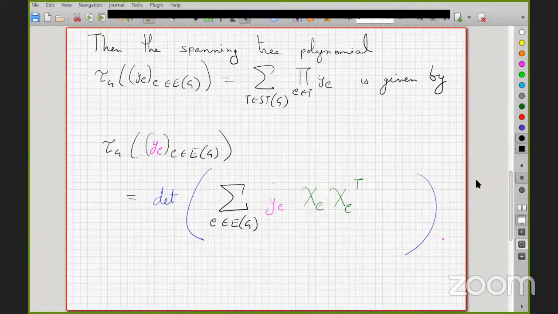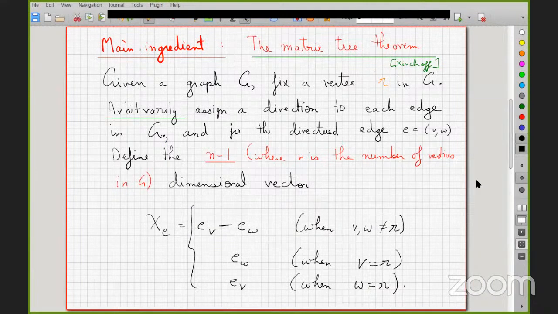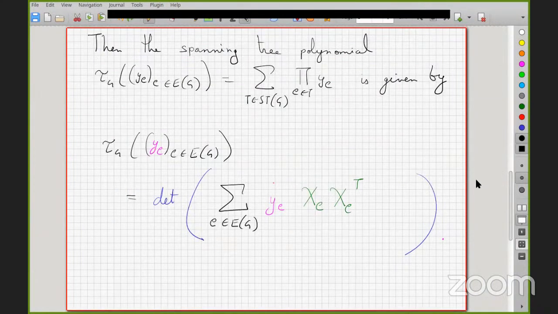Yeah. And so this is exactly the graph Laplacian, by the way, right? I did not mention the word. This is exactly the graph Laplacian, except that basically it is a minor of the graph Laplacian. If you think about it, you have taken the root vertex and removed the row and the column corresponding to it. And Y_E is the edge weight. Y is an edge variable, right? If you put a real number, it just becomes the weighted graph Laplacian. But currently we are looking at a symbolic matrix. So this is a symbolic identity.